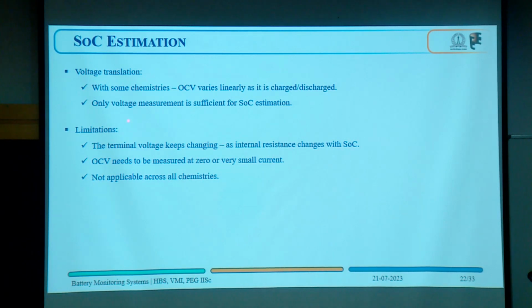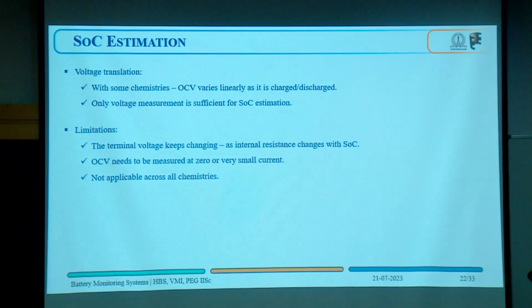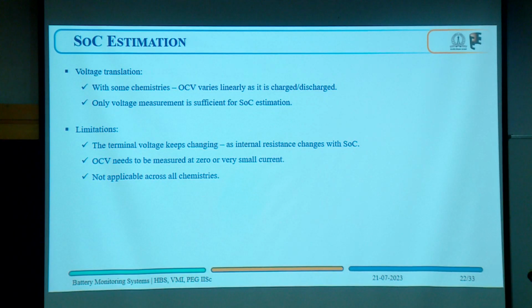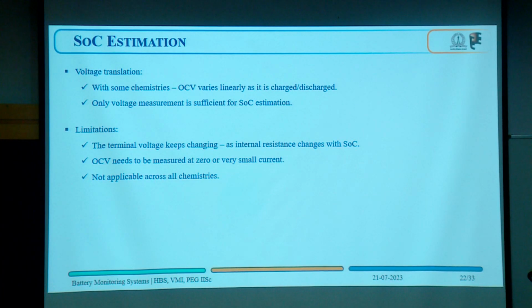So what is the merit of using voltage translation? If it is linear, it is alone sufficient for SOC estimation. But the limitations, as we discussed: the terminal voltage keeps changing as the internal resistance is there, and it also keeps changing with the SOC. The OCV needs to be measured at zero or very small current, so we need to stop charging or discharging, then measure it. That is the challenge, and it is not applicable across a wide range of chemistries because every chemistry may not have a linear characteristic.